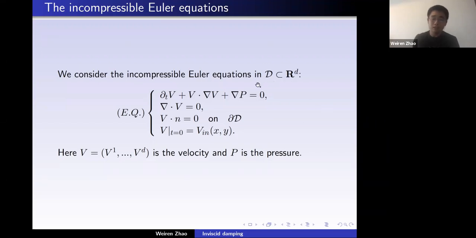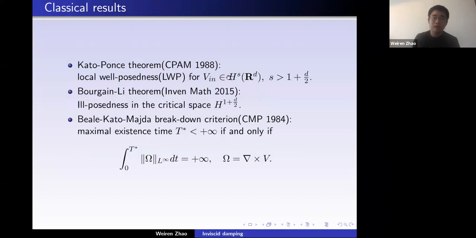Our domain is D. I would like to introduce some classical results. It's the local well-posedness in the Sobolev space with s larger than 1 + d/2. And there is also an ill-posedness result at the endpoint, so s equal to 1 + d/2 is ill-posed. Of course, there is a bridge between local well-posedness and global existence or finite time blow-up: the blow-up criterion. It says that when the velocity becomes infinite at the time T star, then the solution blows up at this capital T. If this capital T can be infinite, then you have a global solution.